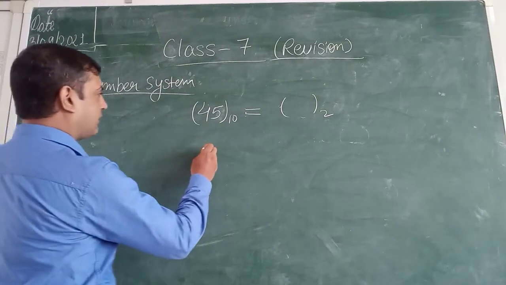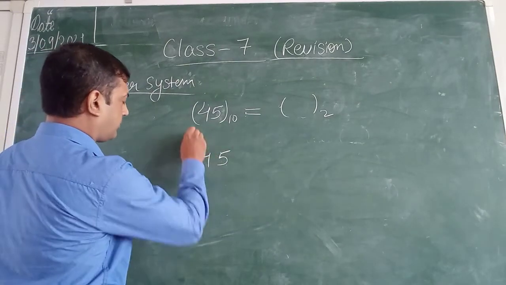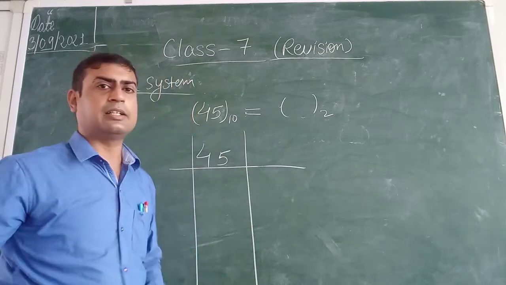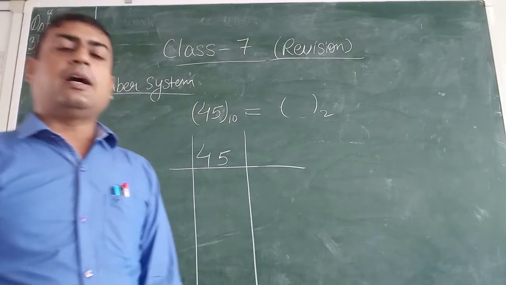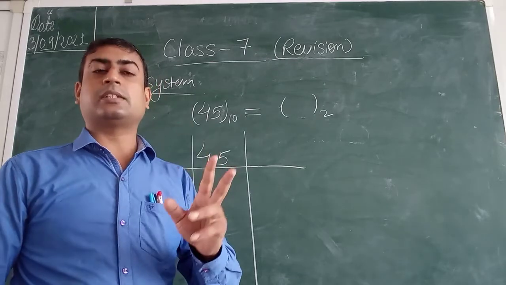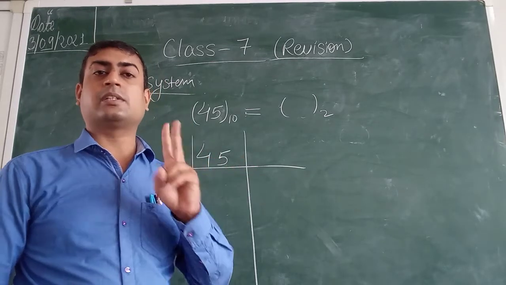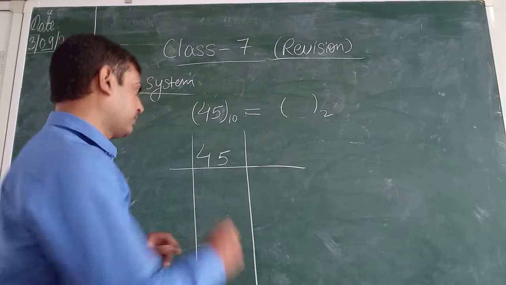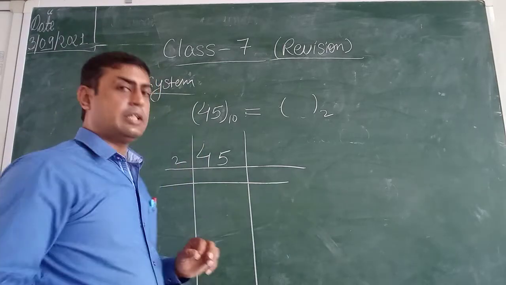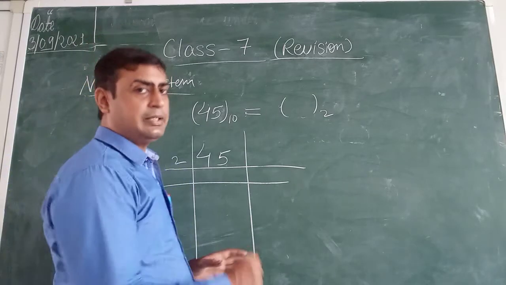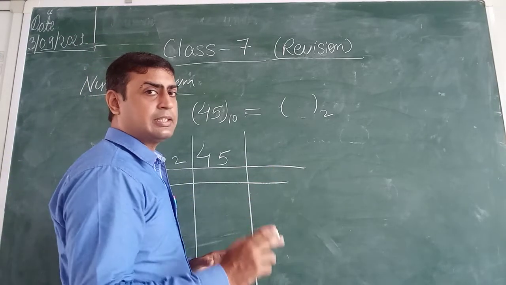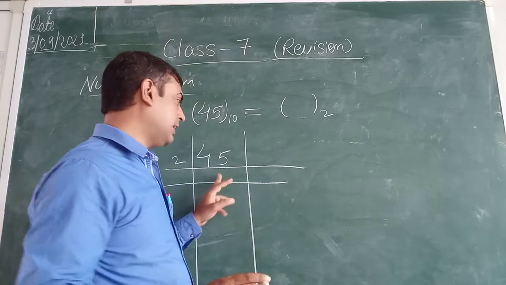Like this, 45. I will make one line here and one line this side. You have to start division with 2 only. You will consider the base of the number, which is base 2. The remainder which comes should be written this side, and the quotient which you get must be written downside.